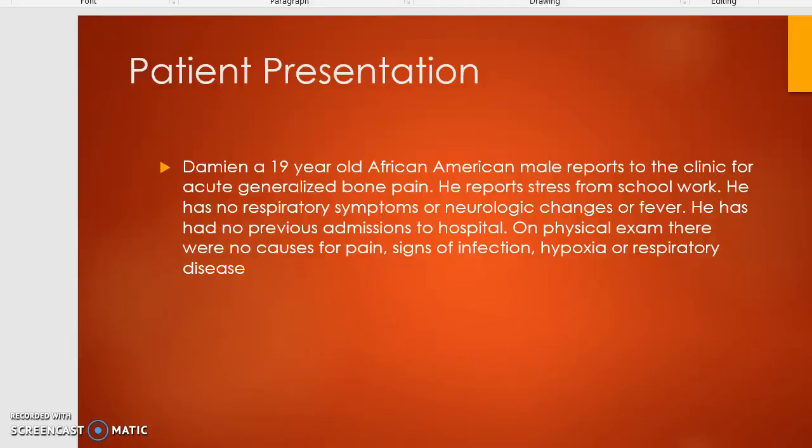Damien is a 19-year-old African-American male that reports to the clinic for acute generalized bone pain. He reports stress from schoolwork. He has no respiratory symptoms or neurological changes or fever. He has had no previous admissions to the hospital.